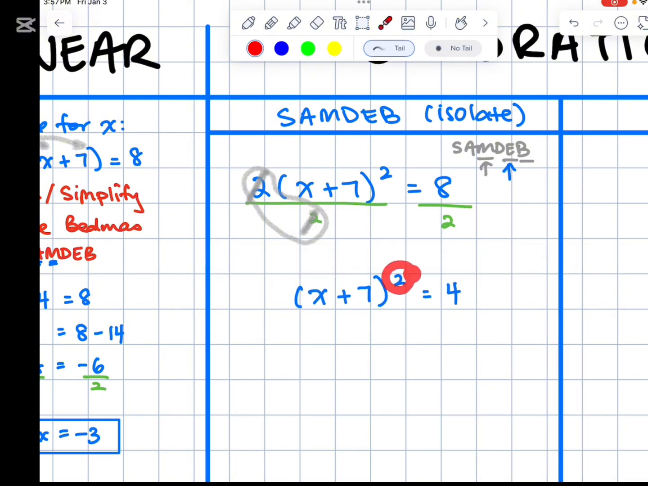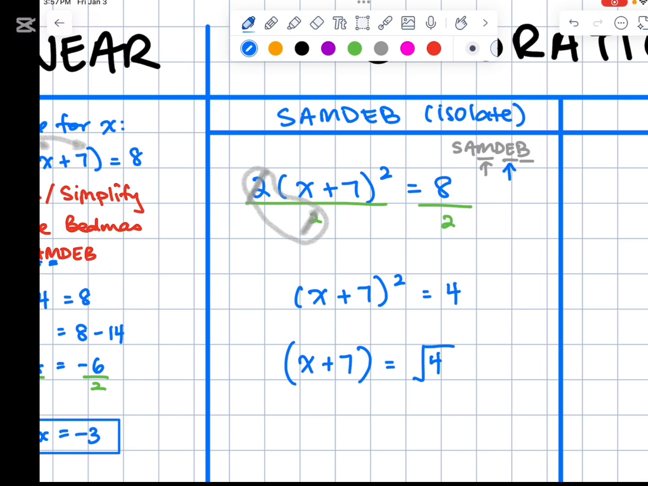So what I want to do is, and I'm going to just move this down a little bit, I essentially want to take this squared, and it's almost like when I bring it over to the other side, it turns into that square root. So I'm just going to copy out my x plus 7, and instead of writing the 2, I'm going to say, well, when I move it over, it becomes the square root of 4.